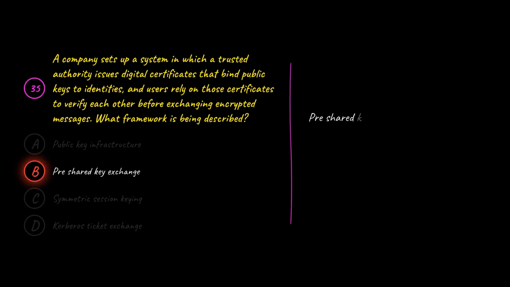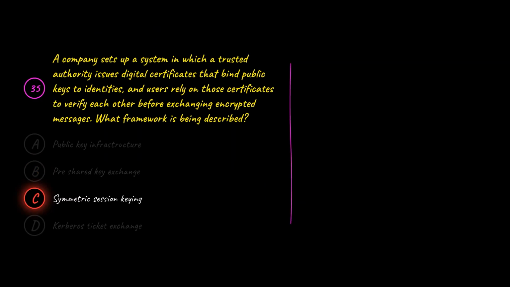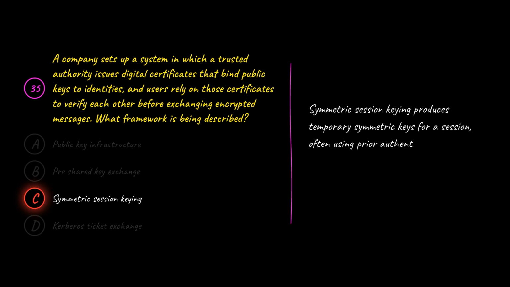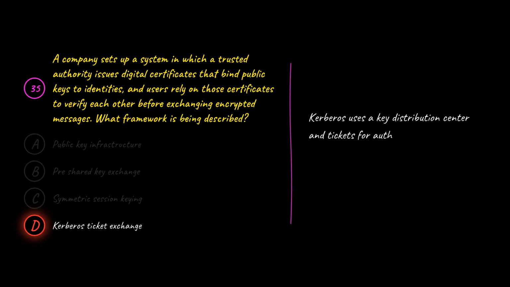B is wrong because pre-shared key exchange relies on a secret known in advance between parties. It does not involve a trusted authority or digital certificates. C is wrong because symmetric session keying produces temporary symmetric keys for a session, often using prior authentication. It is not the trust distribution framework described. D is wrong because Kerberos uses a key distribution center and tickets for authentication on internal networks. It is distinct from public key infrastructure, which uses certificates.